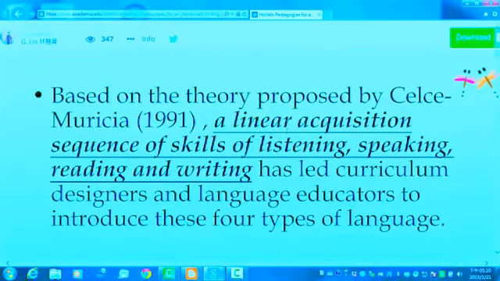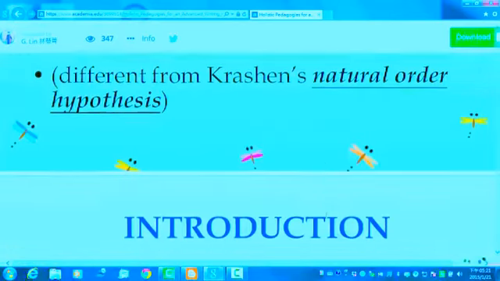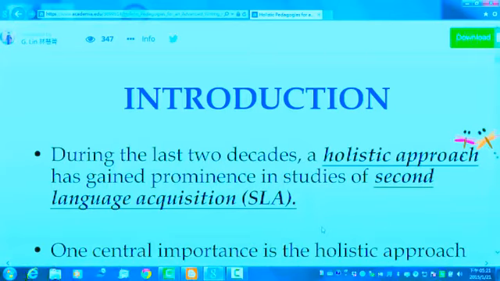Based on the series proposed by Mauricia in 1991, a linear acquisition sequence of skills of listening, speaking, reading, and writing has led curriculum designers and language educators to introduce these four types of language. And this is different from the natural order hypothesis of Stephen Krashen in USC. The introduction of this study.